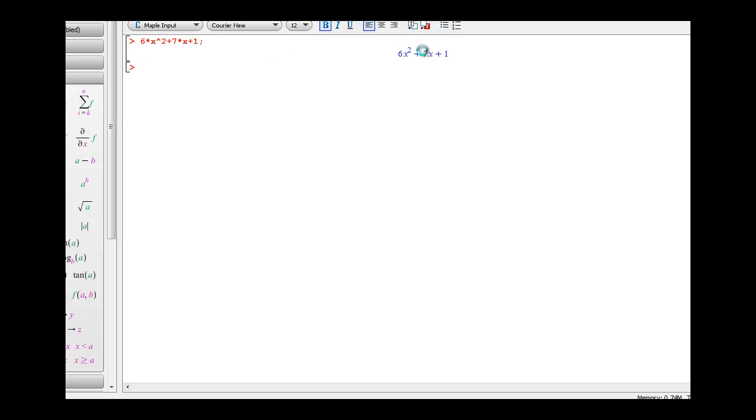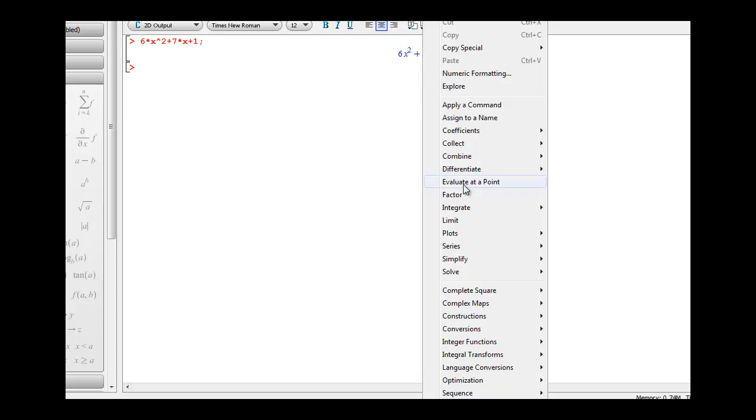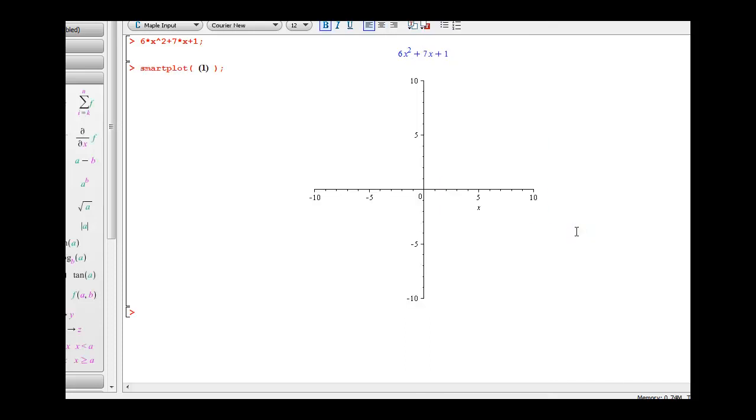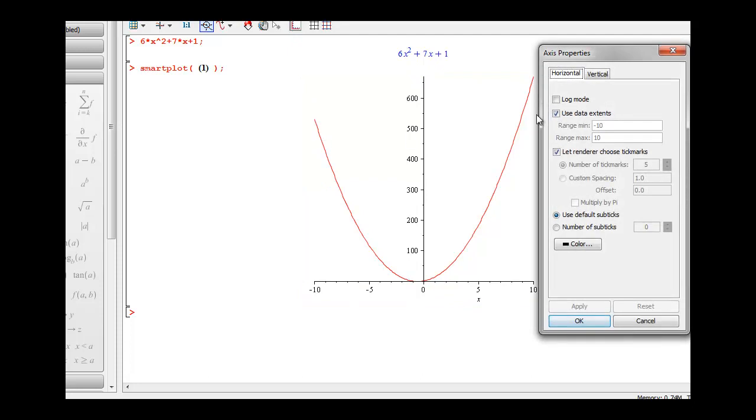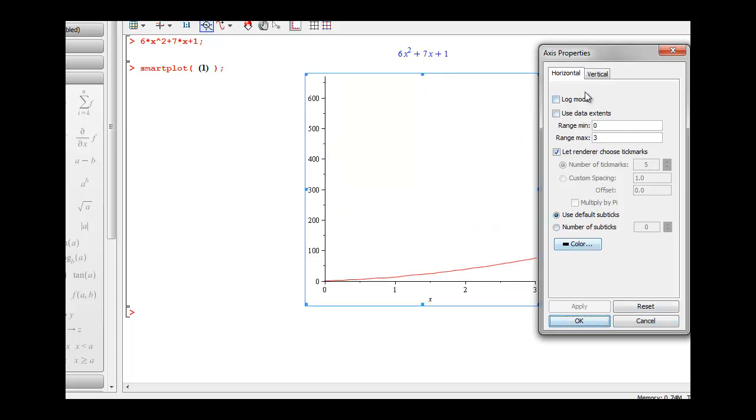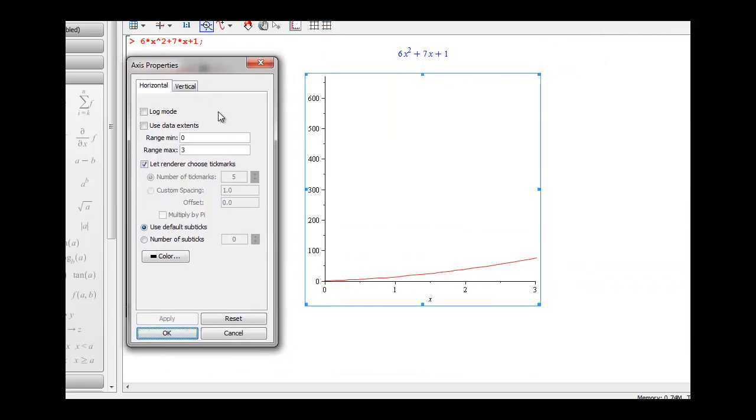Right click, plots, 2D plot, and here's my graph. Now this is not very useful the way it's written. Now remember, I'm only interested in this graph from 0 to 3, so let's go ahead and change our domain here to match a little bit closer to that. So let's go 0 to 3. And it looks like I'm definitely above the x-axis between 0 and 3, and my vertical scale is bad here too. Let's go 0 to, looks like 100 would be plenty, and this looks much better.